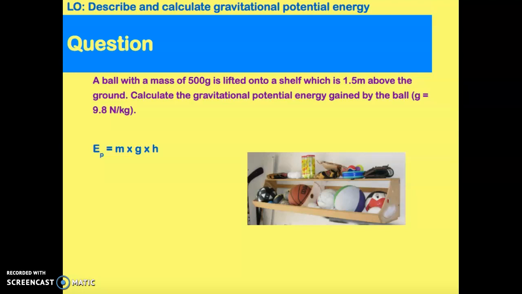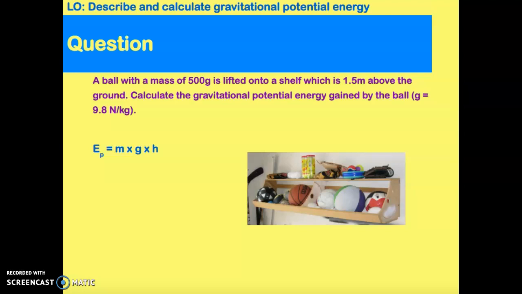Okay, so a ball with a mass of 500 grams is lifted onto a shelf which is 1.5 meters above the ground. Calculate the gravitational potential energy gained by the ball, where gravity is 9.8. Again, we've been given the gravitational field strength of 9.8, so we don't say 10.